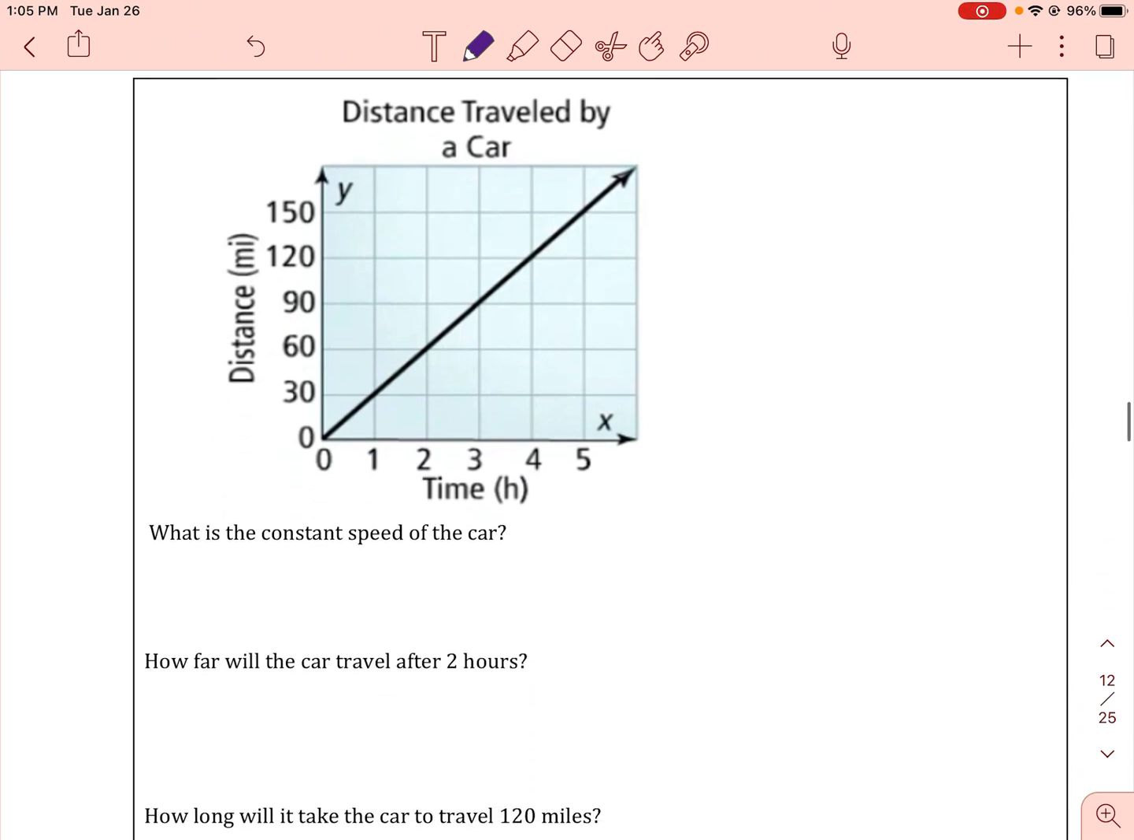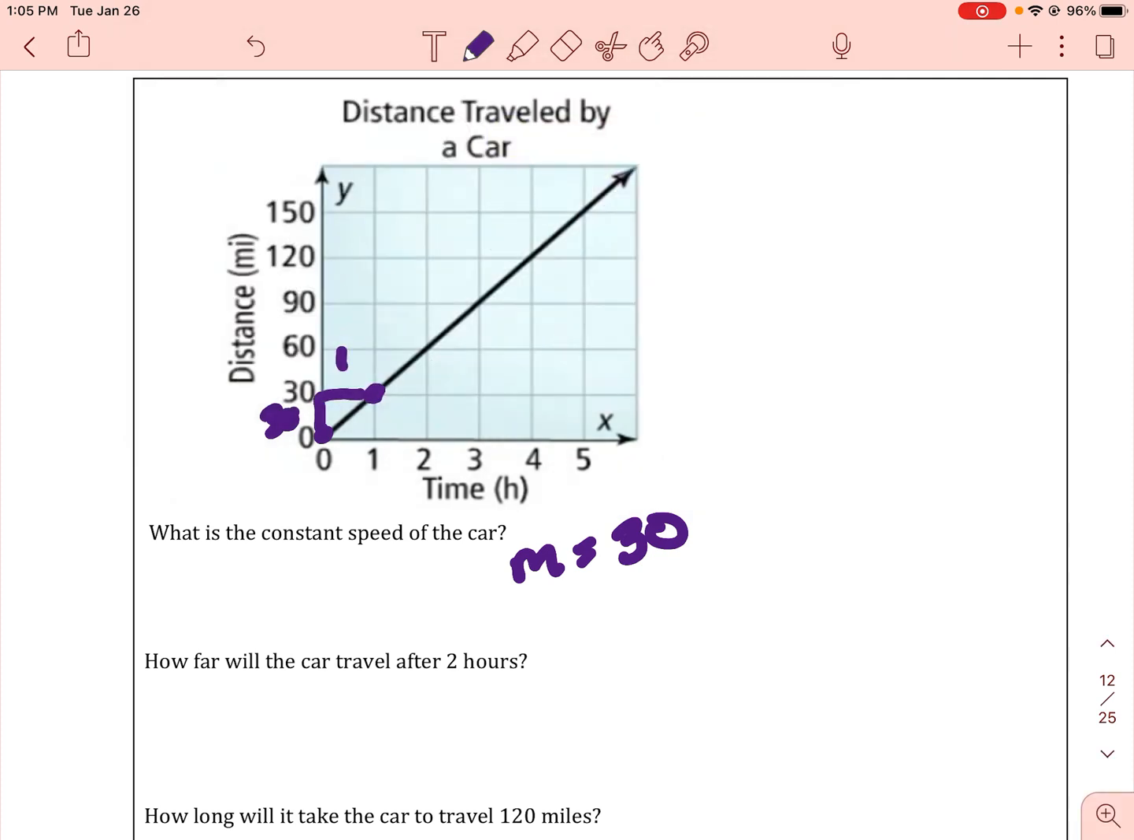Right here, we need to find the slope because it's asking what is the constant speed of the car. Here are my 2 points, (0, 0) and (1, 30). If I do rise over run to get my slope triangle, I have 30 over 1. So my slope, or my speed, is 30.